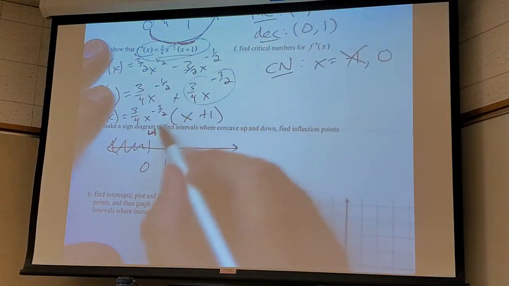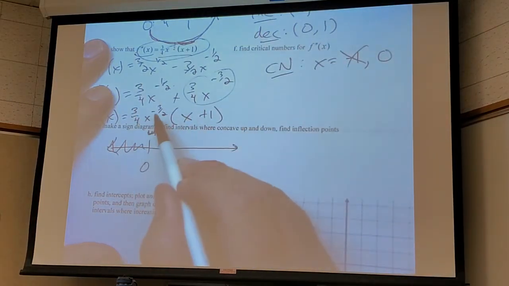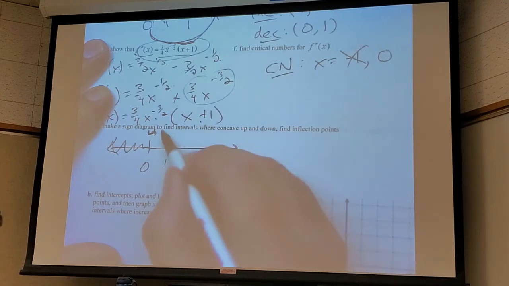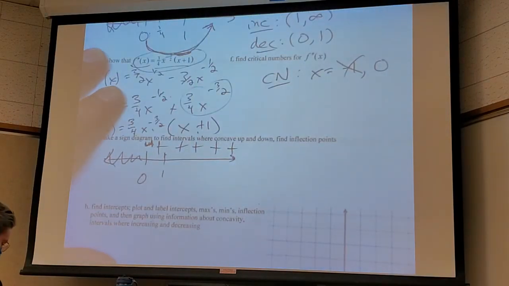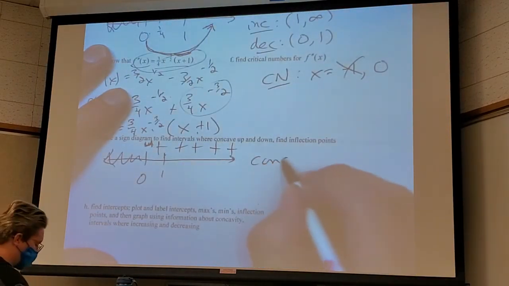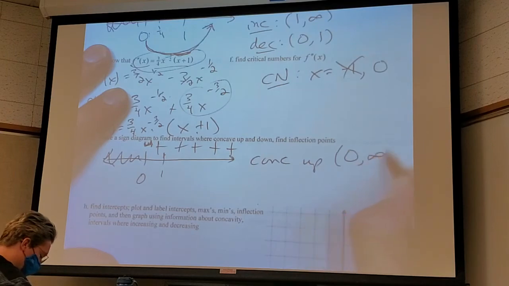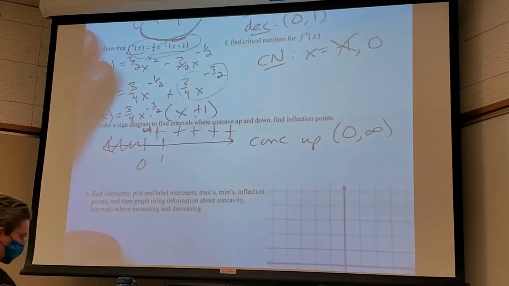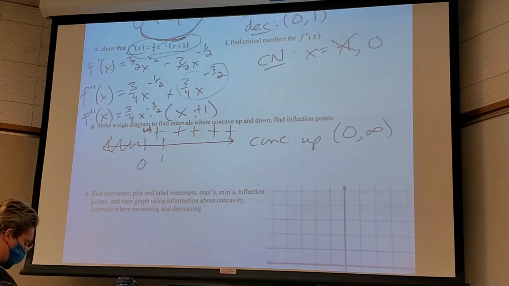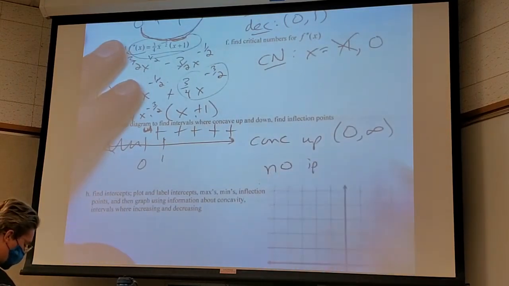Well, let's see, if I plug a 1 in, positive, positive, 1 plus 1, positive, it's all positive. It matches with what I kind of knew from before. So it's concave up from 0 to infinity. And are there any inflection points? No. If it's always concave up, there's nowhere that it changes concavity, so there are none.